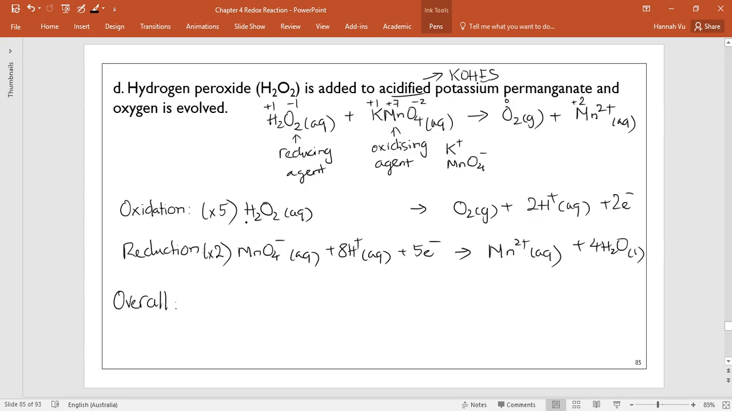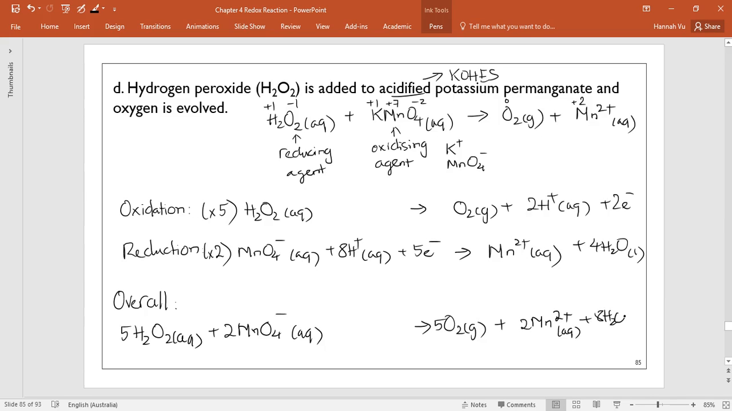Alright, I had to multiply the first half equation by 5 and the second one by 2 so that you have 10 electrons for each of them. And now we're going to do the overall, hopefully correctly this time. So H2O2, I am going to just write the species that is not going to change first. And then this side we have 5O2 and 2Mn2+ and 8H2O liquid. All right. 5 and then 2, so you should have 10 hydrogen ions on the product side and 16 on this side, so we're going to have 6H+ here.